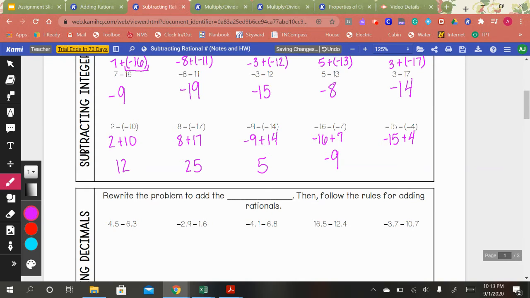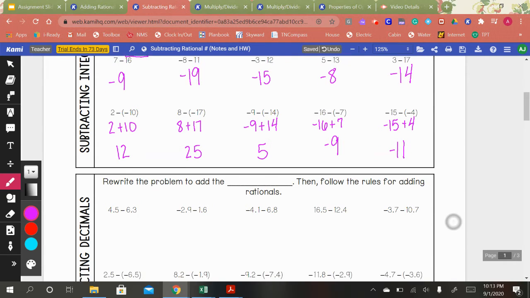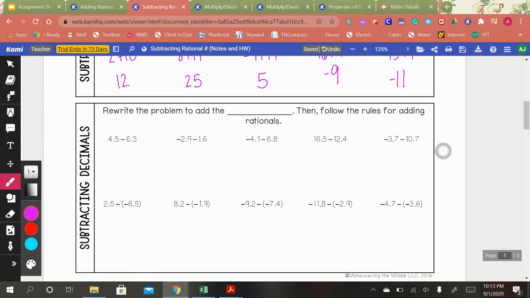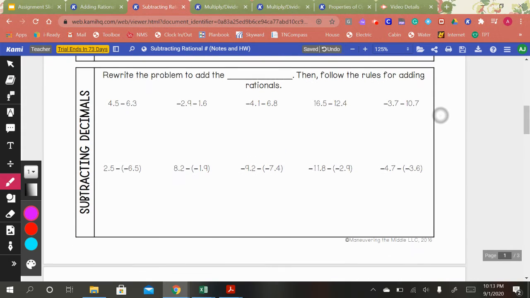Once you have your problem, then you need to figure out if you are adding or subtracting. This has different signs, so we will be subtracting. So 15 minus 4 is 11, and then it's going to stay negative. Okay, that again should be a review for you from the past couple of weeks.